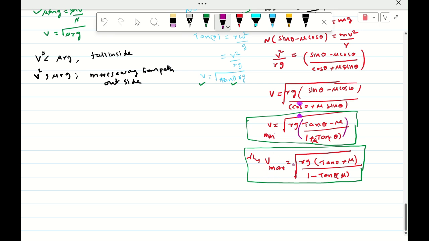To remember the V maximum and V minimum formulas, I am giving this clue. The denominator will be negative, the numerator will be positive. Sin theta and cos theta will confuse, right? That's why I remember tan theta: tan theta minus mu, over 1 plus mu tan theta.